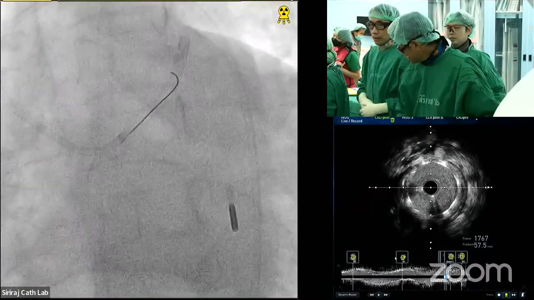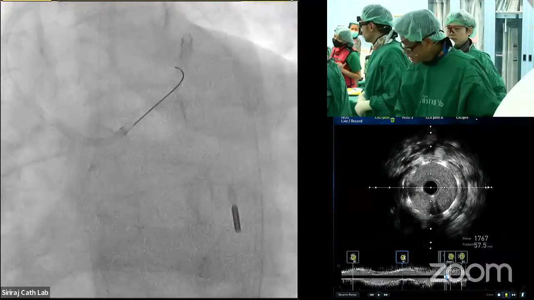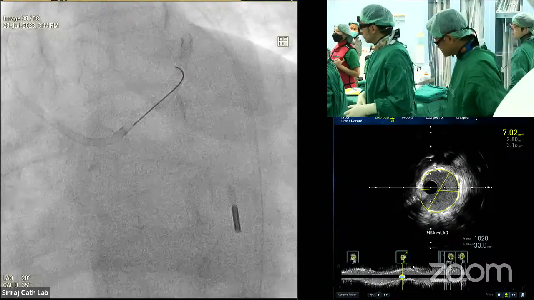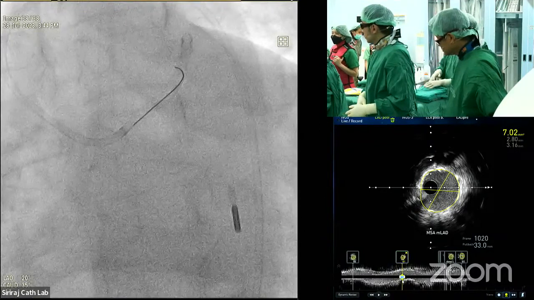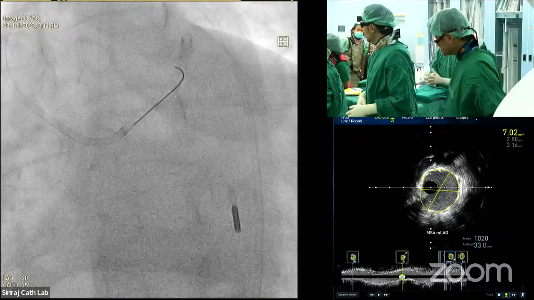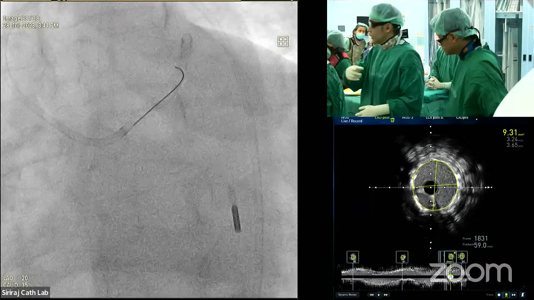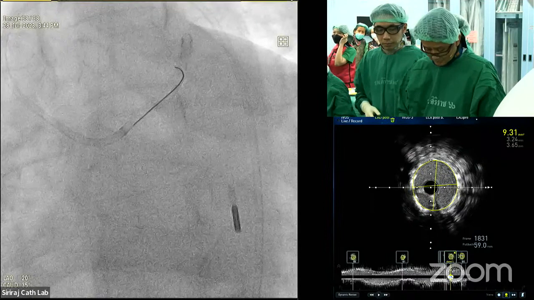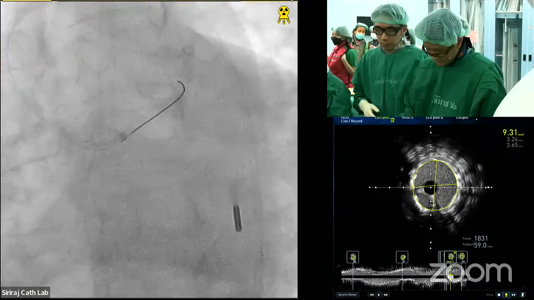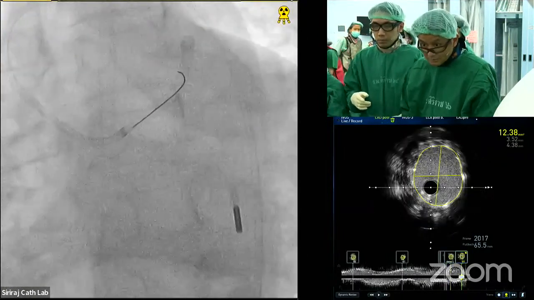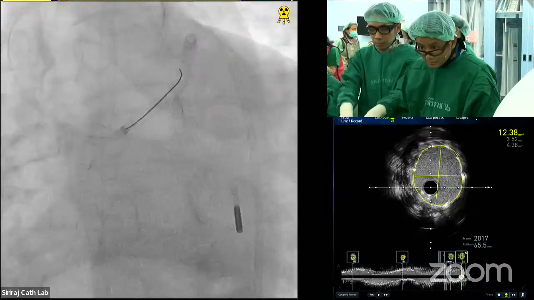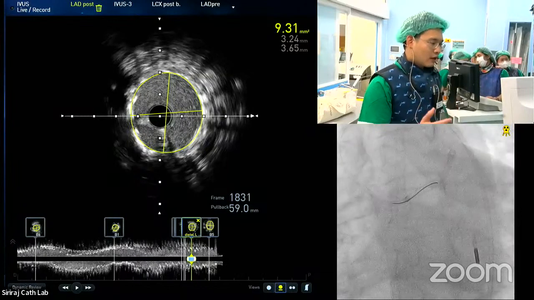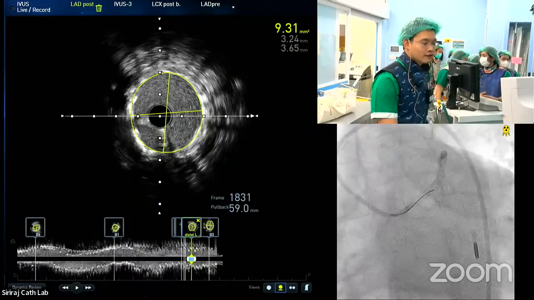Normalized deployment? Okay. About the percent of expansion, the mid LAD expansion is nearly 100% compared to the distal reference. And at the left main, we have no good normalized reference of the left main diameters since the pre-IVUS. But compared to the proximal part, I think we can get nearly 80% stent expansion at the distal left main, which has a lot of burden of plaque. I think it's acceptable.